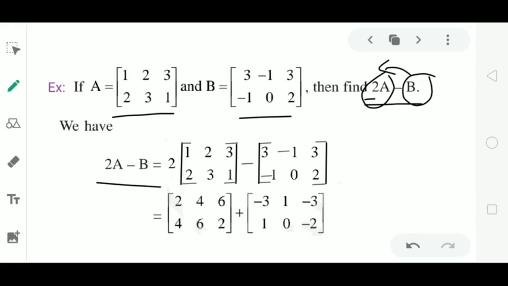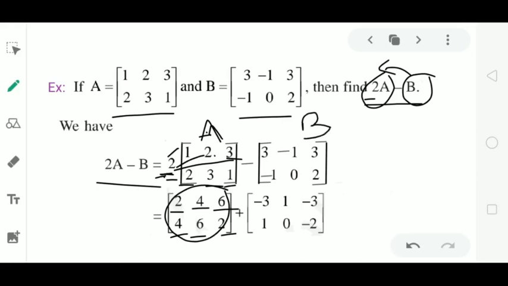So first let us find 2A, that is 2 into matrix A. 2 into matrix A is a matrix obtained by multiplying each element of A by the scalar value 2. 2 into 1 is 2, 2 into 2 is 4, 2 into 3 is 6, 2 into 2 is 4, 2 into 3 is 6, 2 into 1 is 2. So this is 2A. And we have the second term, matrix B.